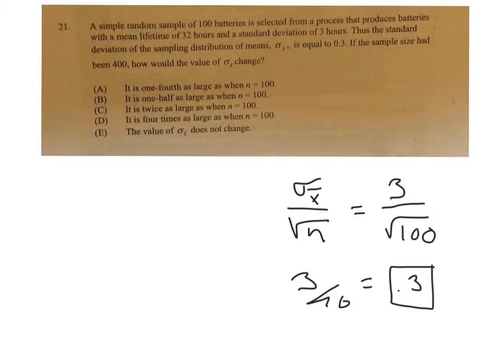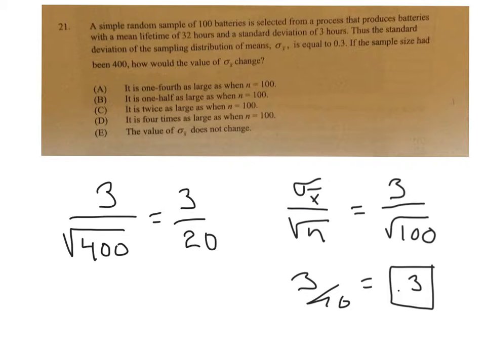Well, now, what if we increase the sample size to 400? Well, why don't we just do it, okay? So the old standard deviation was 3, and the square root of 400 is 20. So 3 divided by 20, and you would get a value of 0.15, which makes sense to me because the larger the sample size, the smaller your standard deviation is going to be. You're going to get more accurate information.